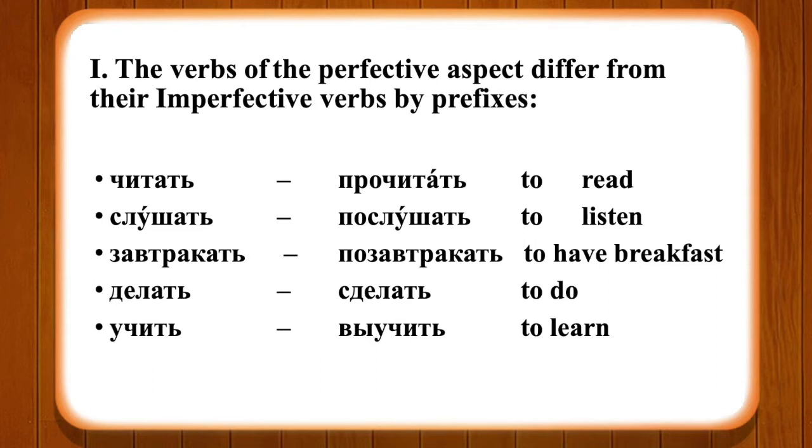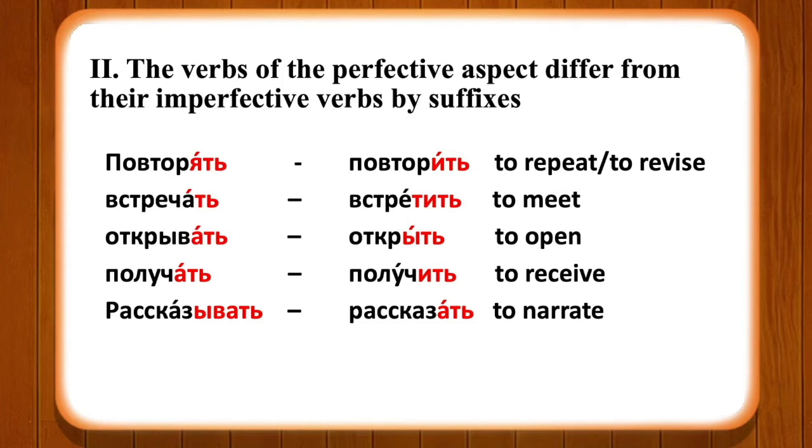We had done the pairs читать, прочитать, слушать, послушать, завтракать, позавтракать, делать, сделать, учить, выучить, and so on. The second way by which the verbs of the perfective aspect differ from the imperfective verbs is by suffixes. Повторять, повторить, встречать, встретить, открывать, открыть, получать, получить, рассказывать, рассказать.